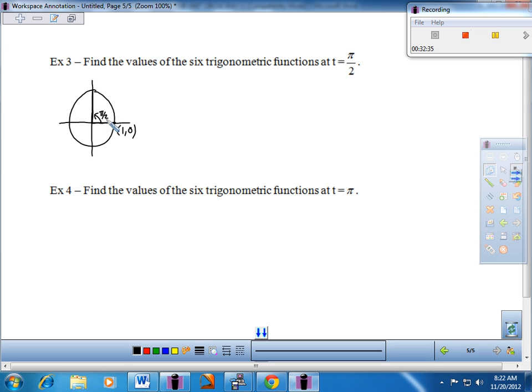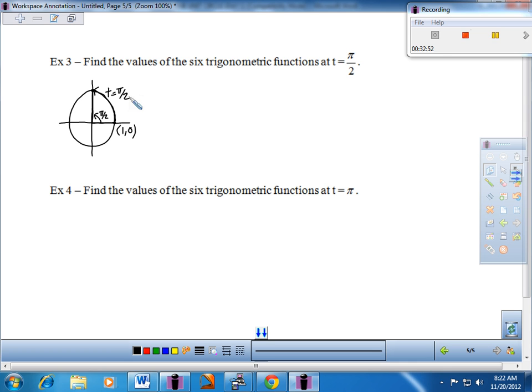Which means, of course, moving around the unit circle, I've gone exactly pi over 2 units if I've gone from there to there. So that is where I am, everyone. That's t as pi over 2. I hope that makes sense. 90 degrees, I know you can all visualize 90 degrees, and as a result, you can visualize pi over 2 radians, and then as a result, you can visualize working around the unit circle.